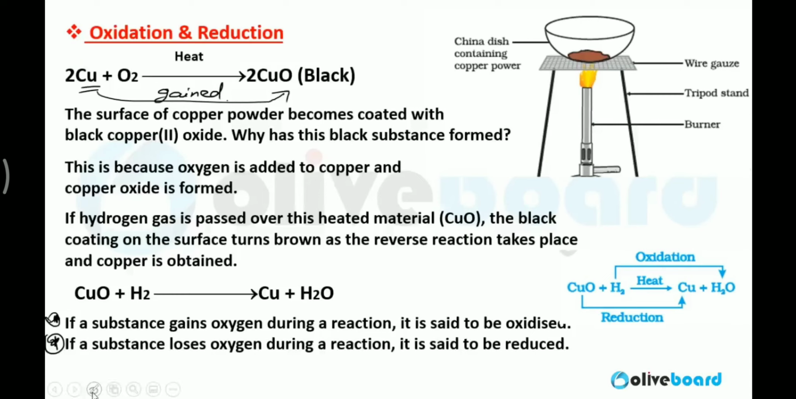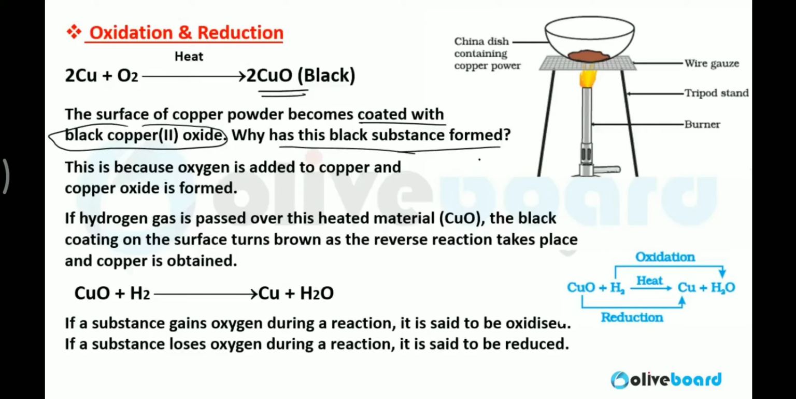Clear? Now the surface of the copper powder becomes coated with black copper oxide. Why has this black substance formed? This is because oxygen is added to copper and copper oxide is formed. Because of the copper oxide, which is black in color, this black substance formed.